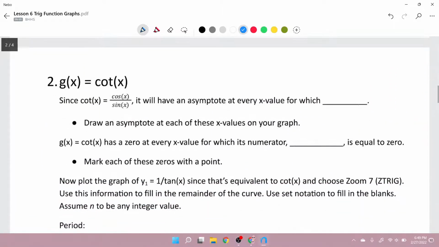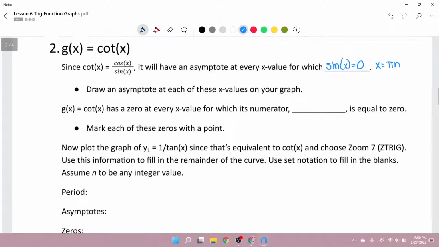Let's go to cotangent. All right, since cotangent of x is cosine of x over sine of x, recall, it will have an asymptote at every x value for which sine of x equals 0, right? It's what would make the denominator 0, and the denominator in this case is sine of x. All right, so now we need to draw an asymptote at each of those values. Well, we already determined where the sine of x was 0. It was at every pi n.